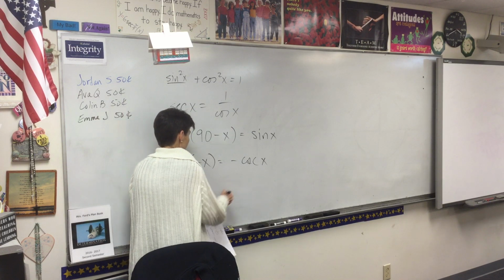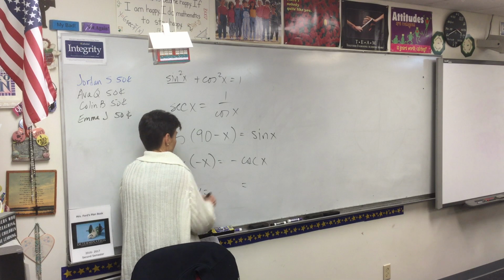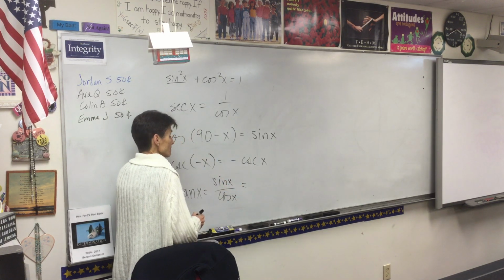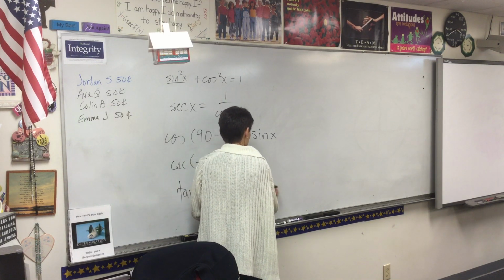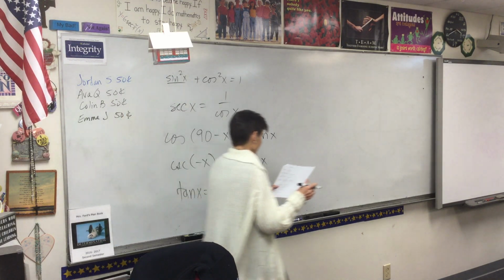Tan, we've got 2 different definitions here for tan. What's one of them? Sine over cosine. That's probably the most important one. But the other one is 1 over cotangent, the reciprocal of the cotangent.